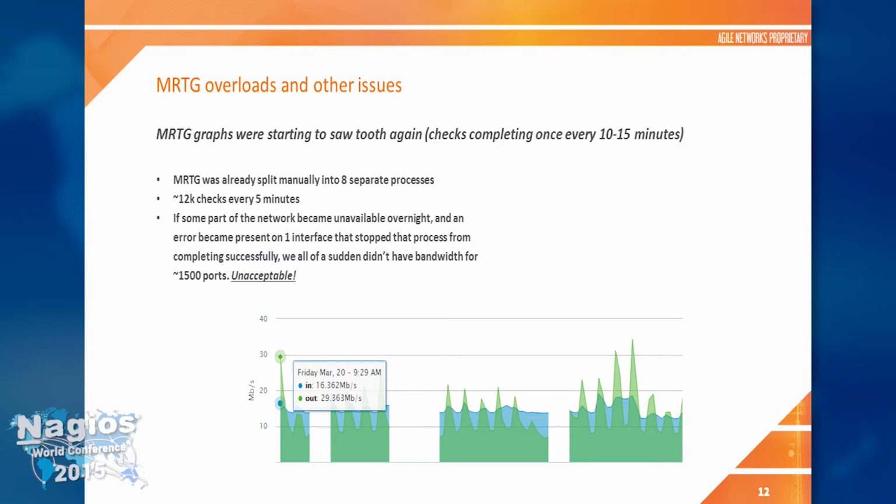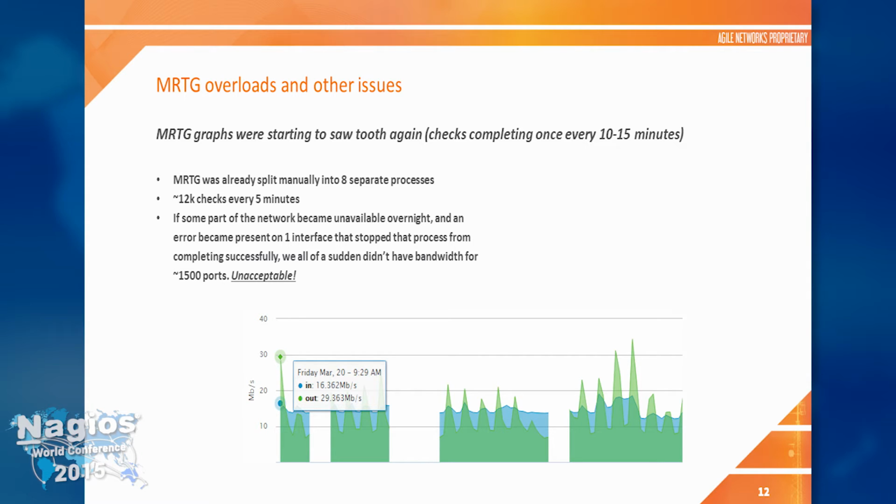So the MRTG overloads. MRTG graphs, we're starting to see a sawtooth again, and it had already been split manually into 8 separate processes. So we have about 12,000 checks every 5 minutes right now.